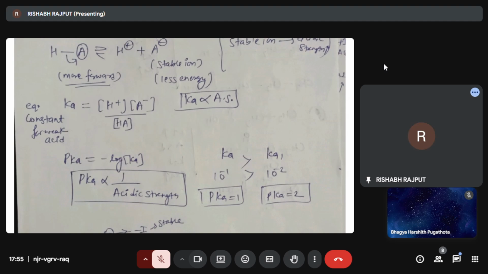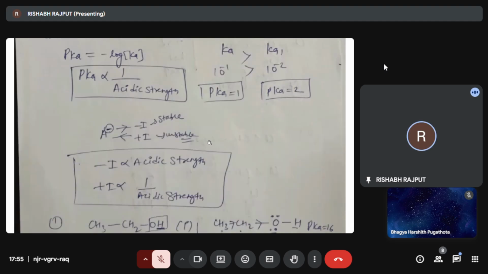Okay guys, now I will discuss here. See, this A negative ion should be stable. I mentioned here, for acidic strength you want A negative ions to be stable. So you know carbocation. If a carbocation has to be stable, what do you want? Minus I effect. I will teach you now, just initially five minutes ago. If a carbanion has a minus I effect, that means we have stable ions. Okay, if plus I is connected to a negative charged particle, that means it is unstable.